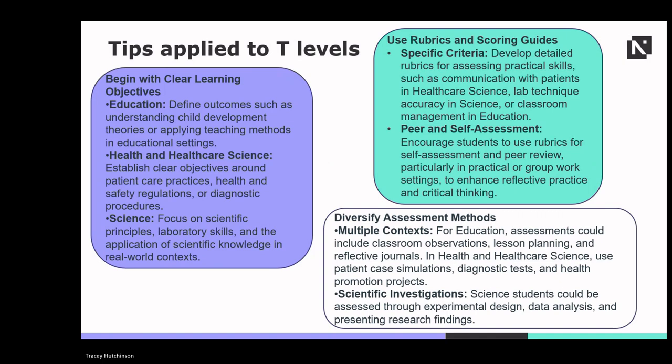Using rubrics and scoring guides, these provide clear criteria for assessing student performance in practical and theoretical tasks. So specific criteria. Develop detailed rubrics for assessing practical skills like communication with patients in healthcare science, lab technique accuracy in science, or classroom management within education. Peer and self-assessment. Encourage your students to use these rubrics for self-assessment and peer review. This approach is particularly valuable in practical or group work settings, enhancing reflective practice and critical thinking.